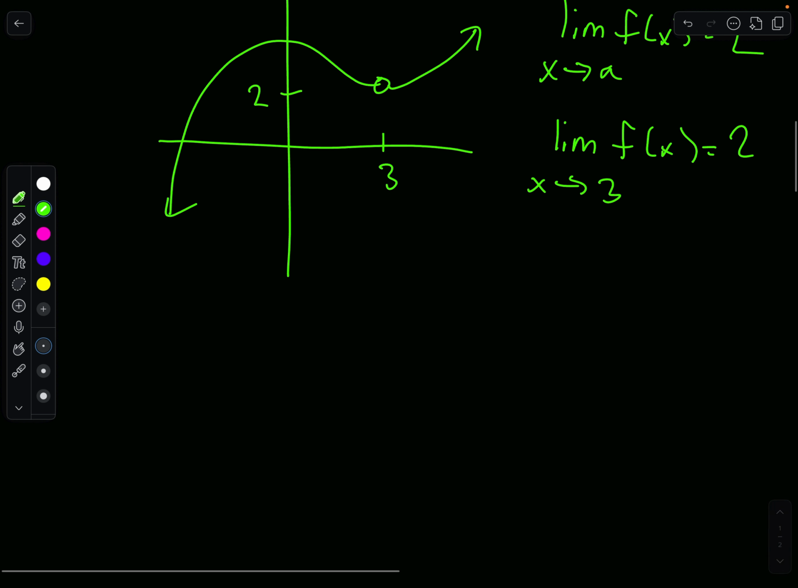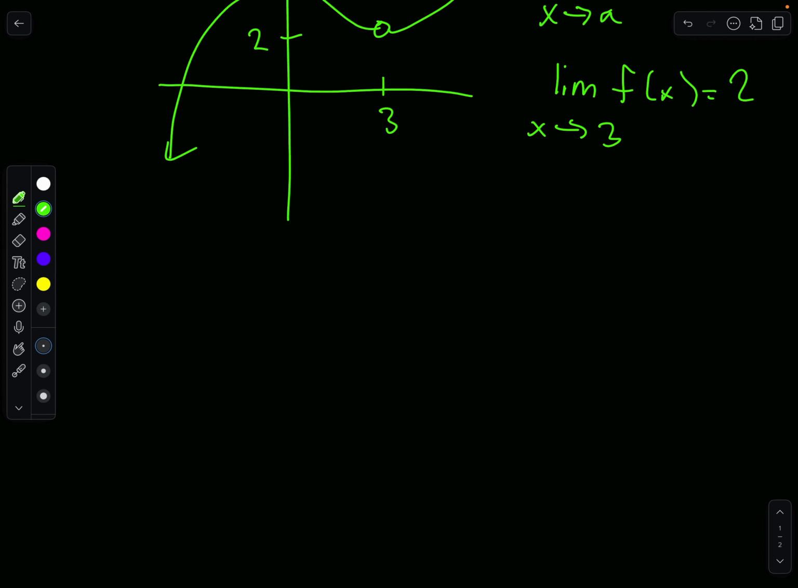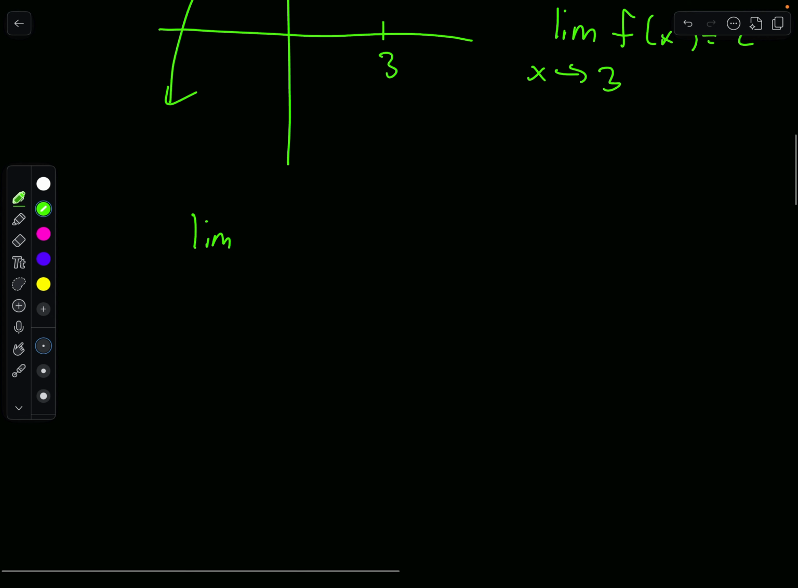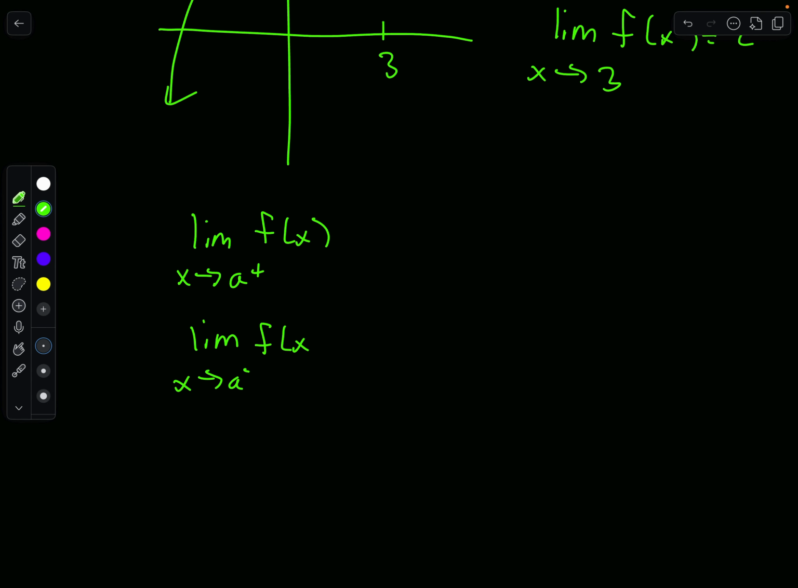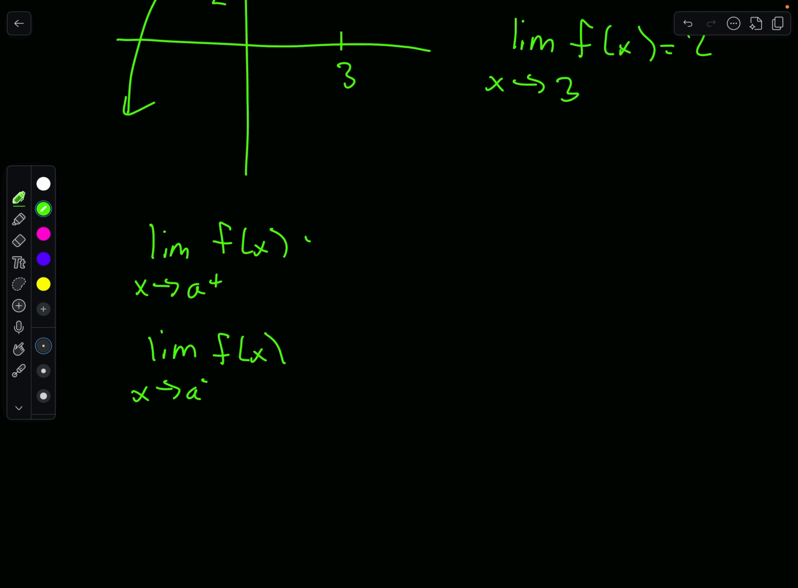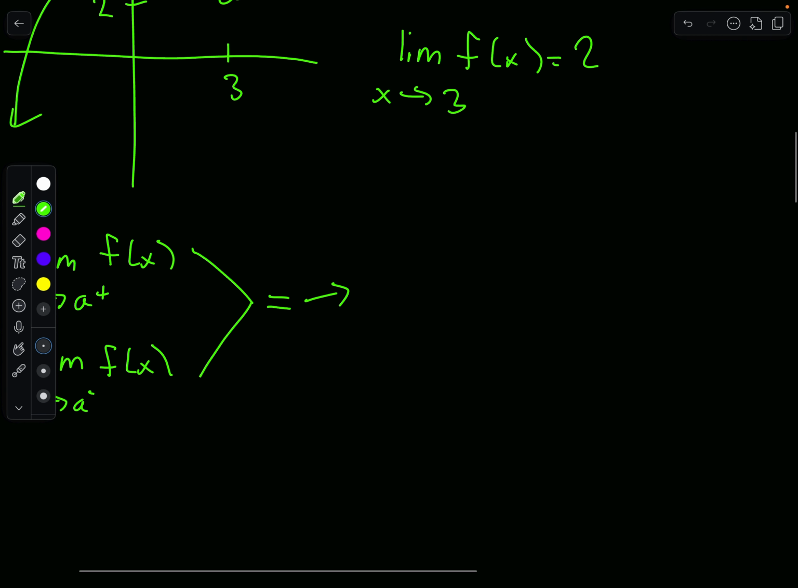Now let's look at one-sided limits. We'll say that the limit as x approaches a from above of f of x, and the limit as x approaches a from below of f of x. We need these to be equal for a limit to exist. If these are not equal, then a limit doesn't exist.